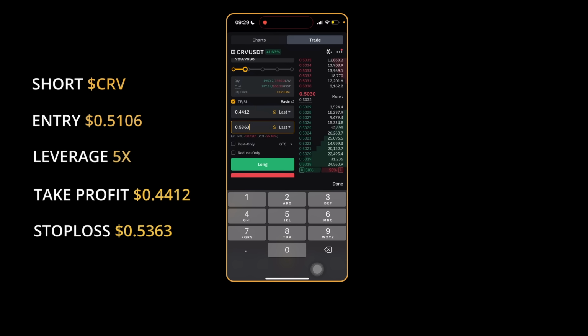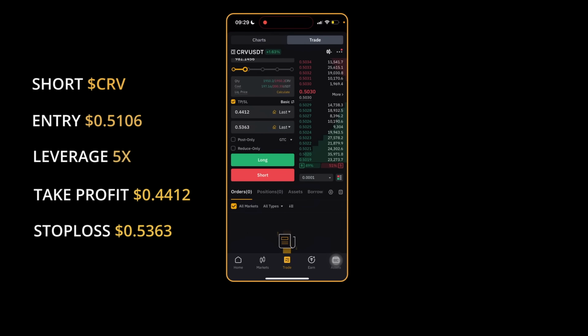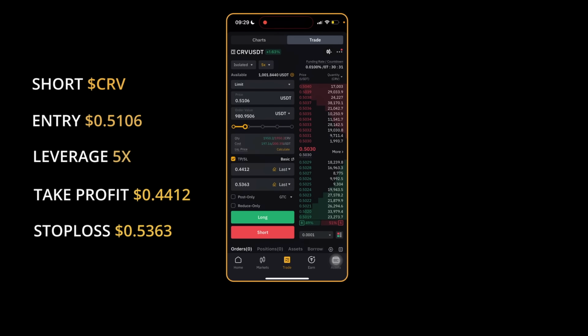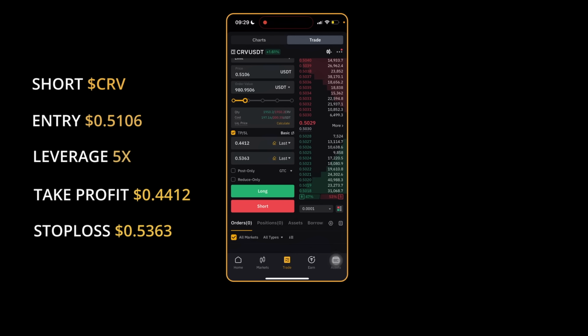But if this trade goes against me and the price of CRV goes to 0.5363, which is the stop loss price, remember I used $200 in this particular trade, so I'm going to lose $50 off it. Now, having set this trade like this, the next thing I need to then do is place my order by clicking on short.